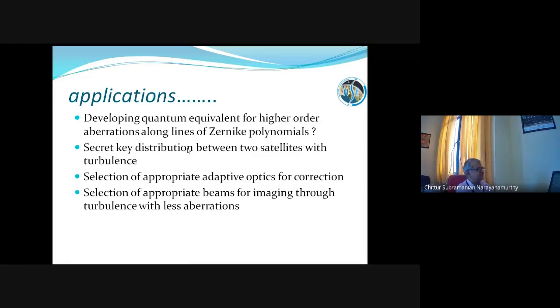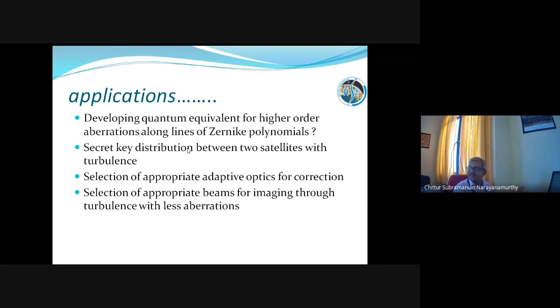What are the main applications of this? Developing a quantum equivalent for higher order aberration along the lines of Zernike polynomials. Normally, Zernike polynomials are used for measuring atmospheric turbulence, like piston, etc. These are orthonormal polynomials, Zernike polynomials, which I have not shown you, where one can directly use light measurements. You can fit in Zernike polynomials. There is a program with which you can measure it.